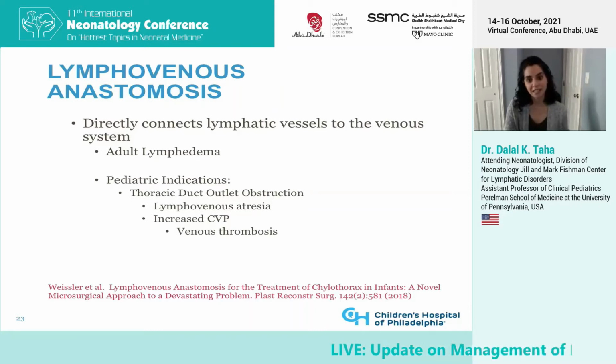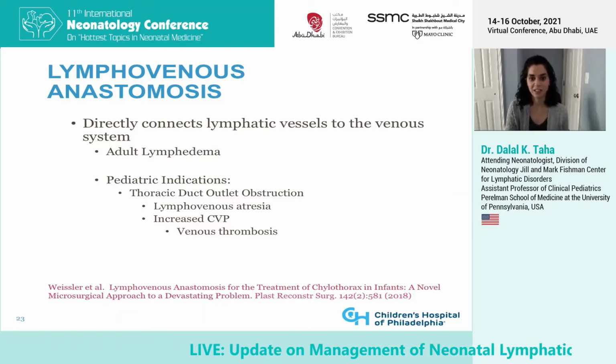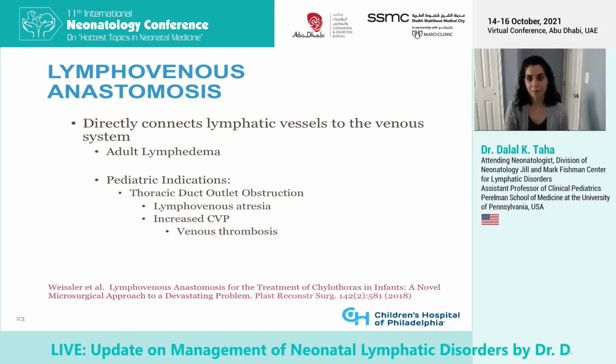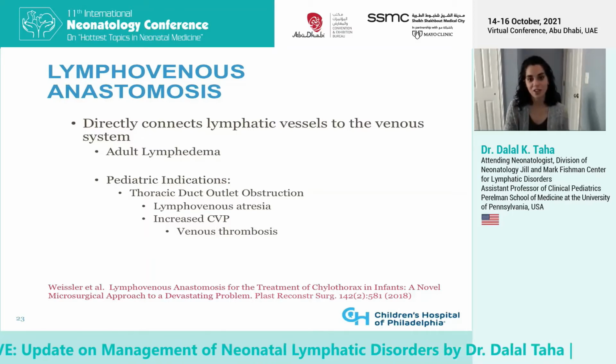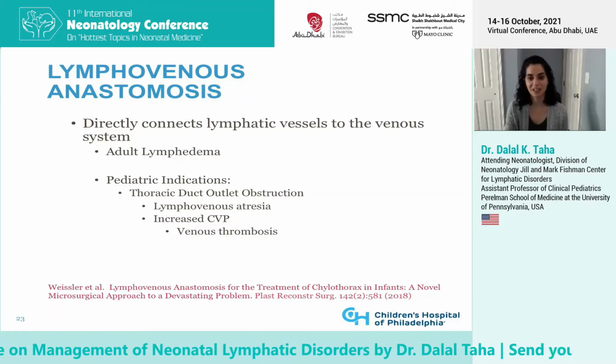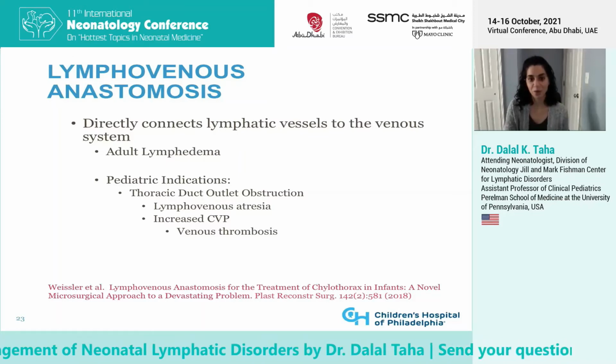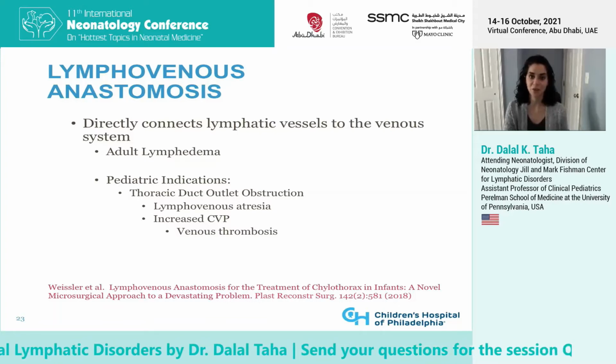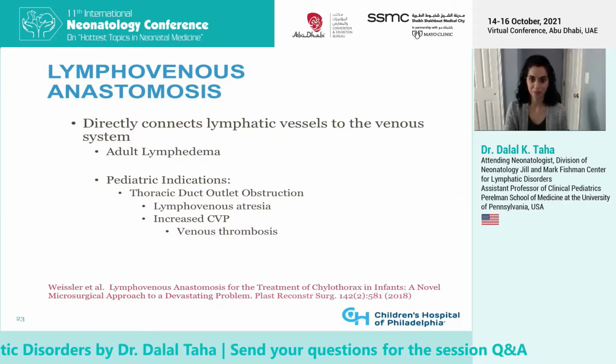In 2018, Weissler and colleagues reported on 2 successful cases of lymphovenous anastomosis done at the Children's Hospital of Philadelphia. Both were infants who had congenital heart disease and developed chylothoraces after cardiac surgery. One of the infants developed a venous clot, and the other infant's thoracic duct was disrupted during the surgery.